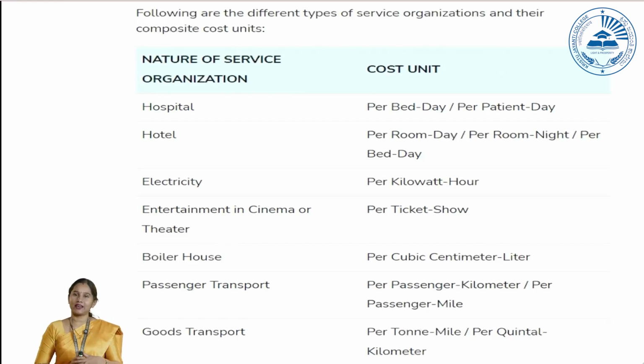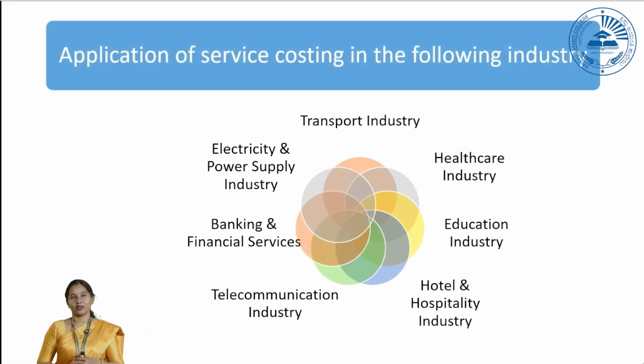And other than that, I have given examples like boiler house, passenger transport and goods transport. Now, applications of service costing in the following industries. I hope you can also tell me what are the various industries which are implying service costing in the particular cost sheet. The examples are transport industry, healthcare industries, education industries, hotel and hospital industries, telecommunication industry.